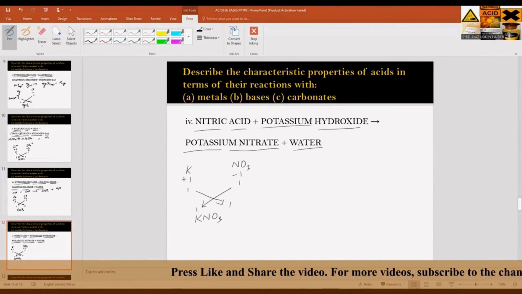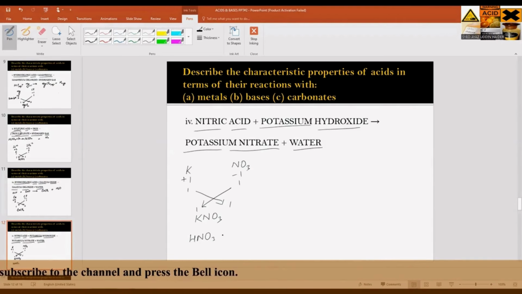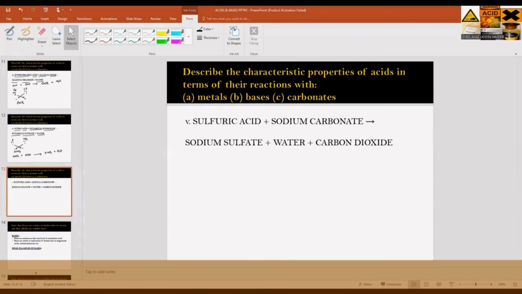So I'm writing the full equation here. Nitric acid, HNO3, plus potassium hydroxide, KOH. KNO3 is one of the products and water is the other product. Now this is the reaction between sulfuric acid and sodium carbonate. The products are sodium sulfate plus water plus carbon dioxide.